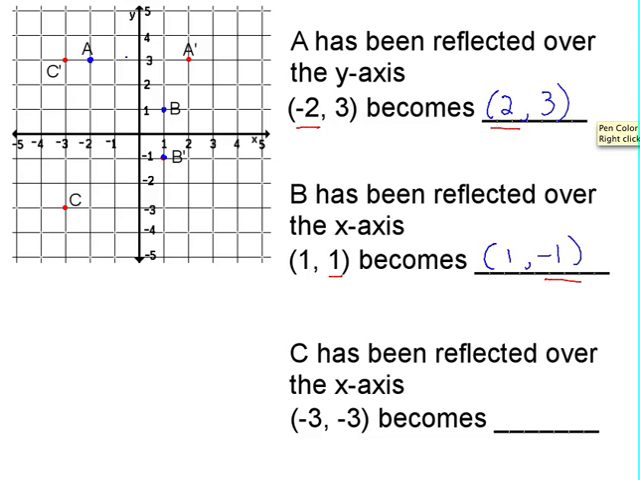So the very last one, we really don't even need to use the picture. So let's just see if we can come up with the answer. If it's across the x-axis, the rule is don't change x. So x is still going to be negative 3. We want to change the value of y. So it would be negative 3, positive 3. And we can go over to the picture and check that. If you look at C, it's going to be left 3 and down 3, but C prime is left 3 and up 3.